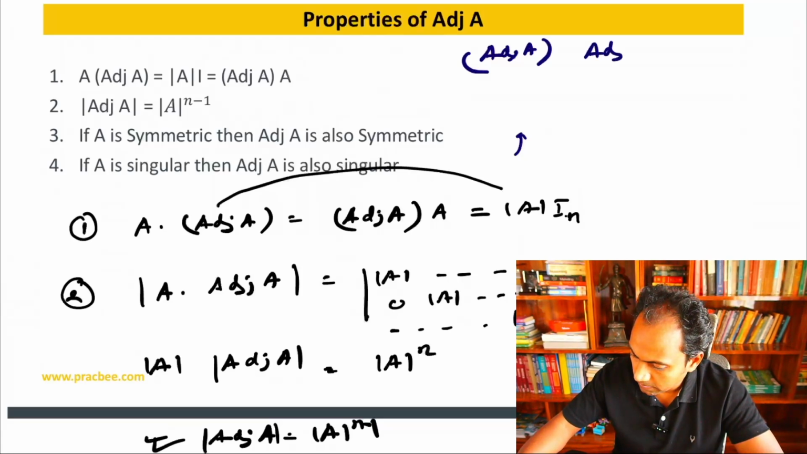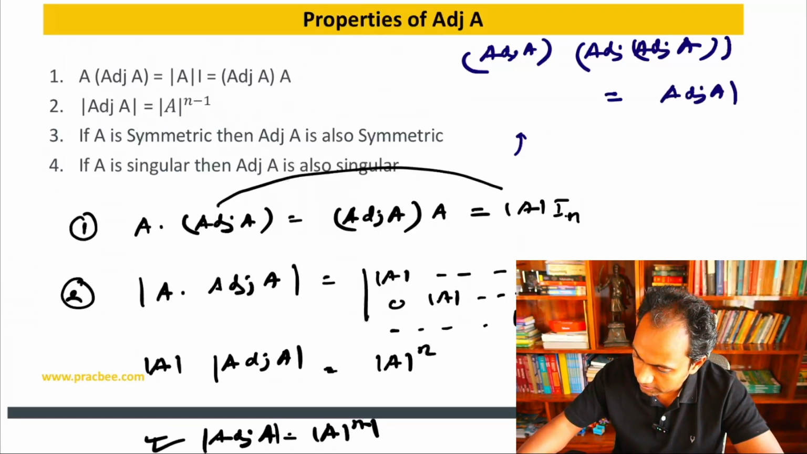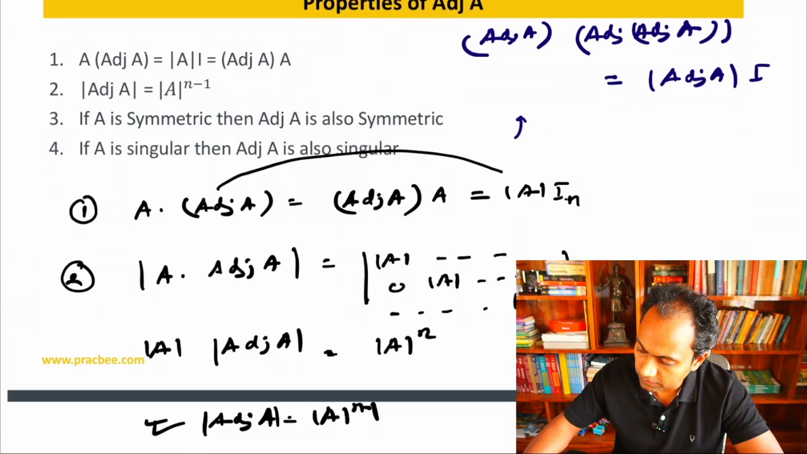In place of adjoint of A, if I do it so, you can see that this will become determinant of A into I. So again you can see that from here also I can get a lot of things, because now if I multiply by A on both the sides, it becomes a very interesting proposition.